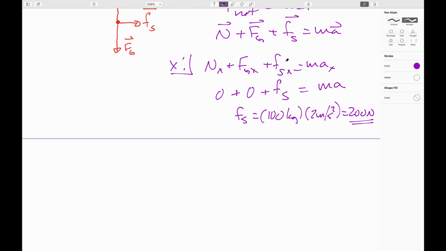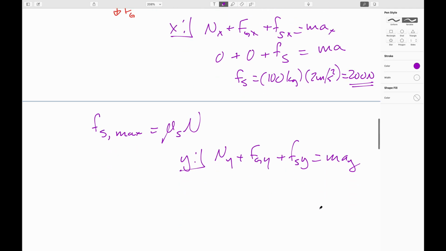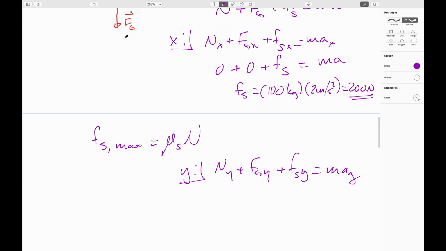Now to figure out if the box slips, we're going to have to go back to our model of friction. In our model of friction, we said that Fs max is equal to mu static times the normal force. So this means that we need to solve for the normal force, and we can do that by looking at the y component of our equation of motion. So we'll just put y's on everything here. This will be Ny plus Fgy plus Fsy equals may. All right, so here the normal force is acting entirely in plus y, so we can just write N.